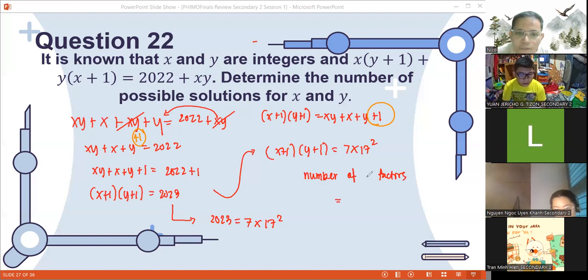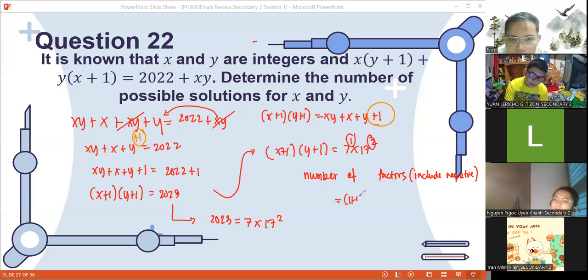Okay, so to get the number of factors, include negative, okay? So we have, this is raised to 1, this is raised to 2, so 1 plus 1, 2 plus 1. That is 2 times 3, which is equal to 6. Include negative 6 plus 6, then the answer is 12.